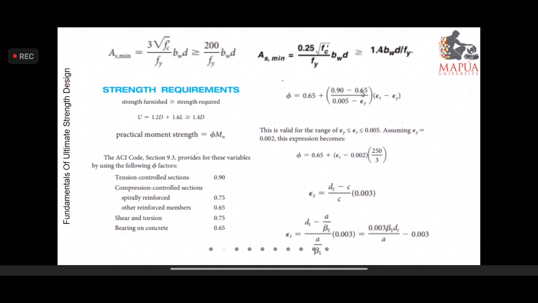So this As minimum, if this is in English, this will be in SI: 0.25 square root of fc' over fy times b and d, as effective depth, must be greater than or equal to 1.4 b d over fy.